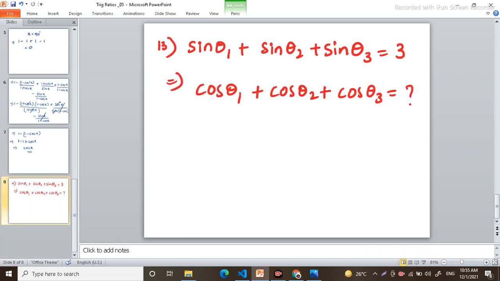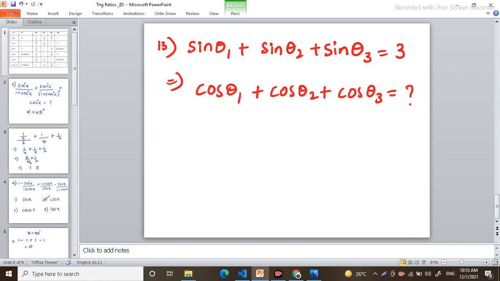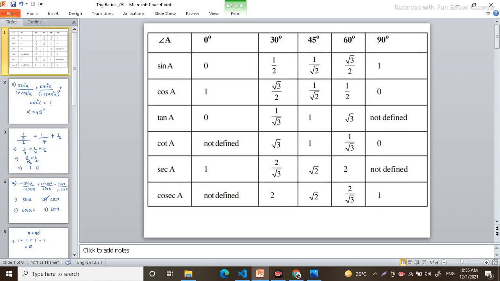We'll move to the next question. Here the question is: sin theta 1 plus sin theta 2 plus sin theta 3 is equal to 3. We have to find out cos theta 1 plus cos theta 2 plus cos theta 3. So simple it is. According to the trigonometric ratios table, sin 90 value is 1.